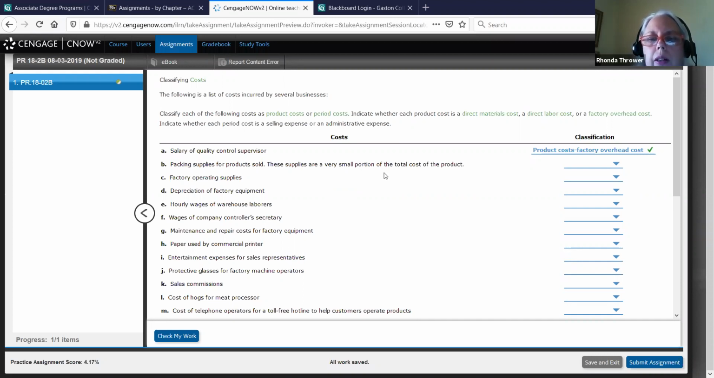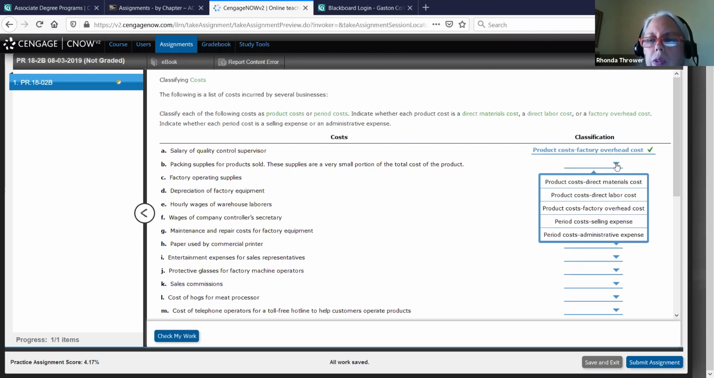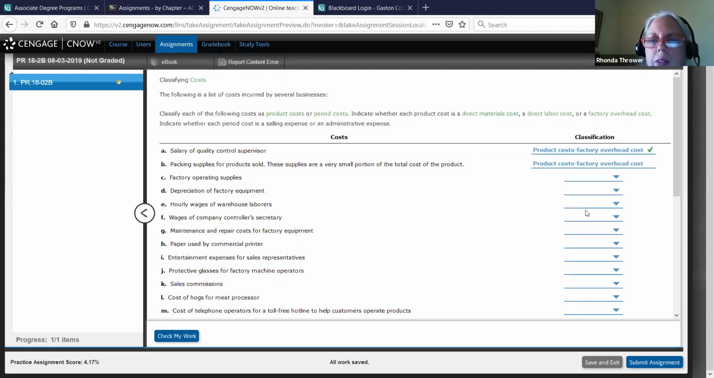If these packing supplies had been a large cost and a part of the product itself, then they would have been considered direct materials. But in this case, it's better to classify these as factory overhead costs because they're a very small portion of the total cost, and that makes them indirect materials. So factory overhead is a part of product cost. So this is going to be product cost, factory overhead cost. That's the best way we can describe this particular cost.